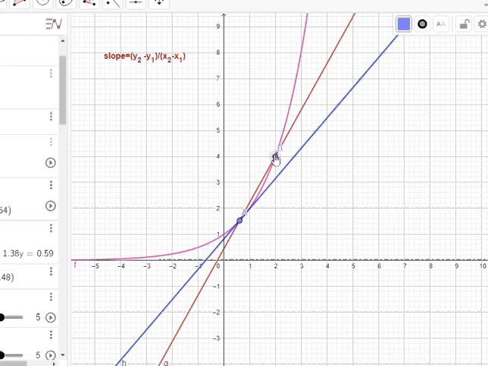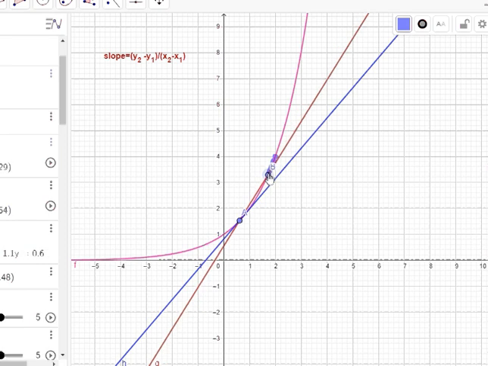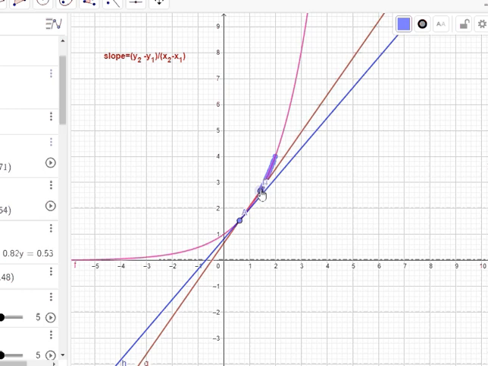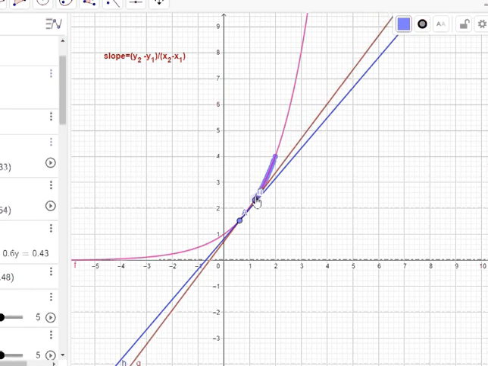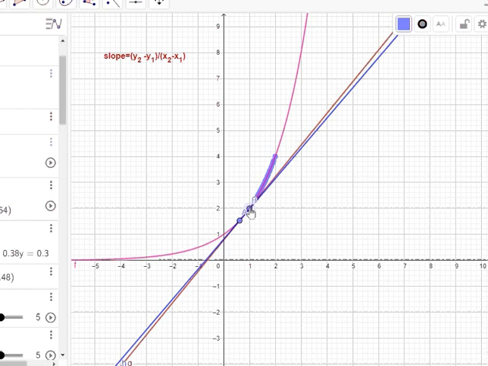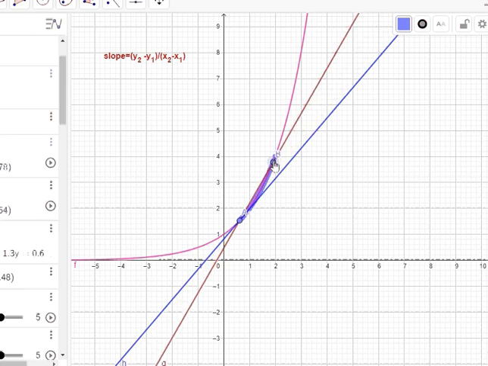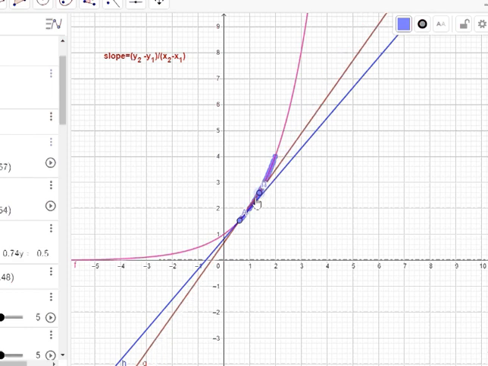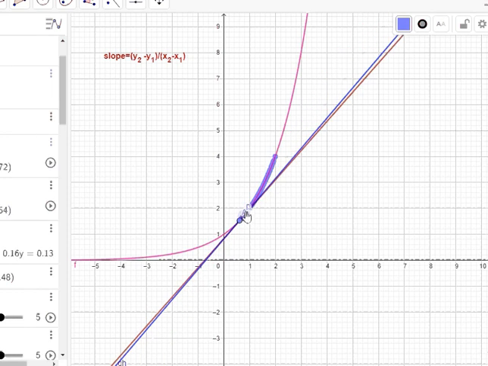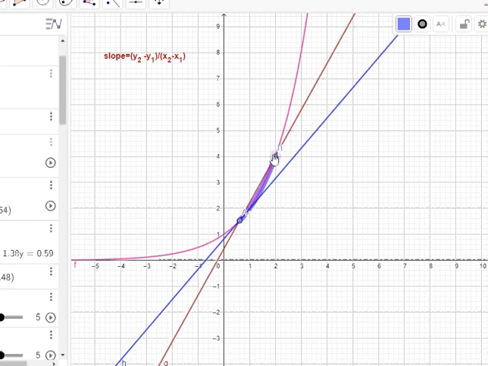So if you approach B to A, you will get a better estimation of the slope of the tangent line. So as you can see, as I approach B to A, I'll get a better estimation of the slope of the tangent line. So actually that's what we're gonna do. We're gonna find the limit as B approaches the point A, which is the point of tangency, to get a better estimation of the slope. How are we gonna do that?